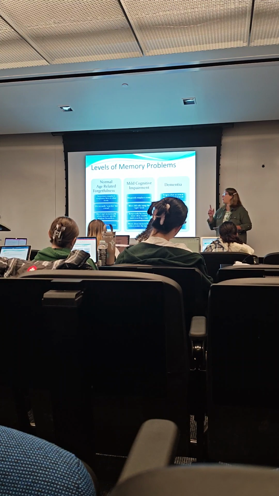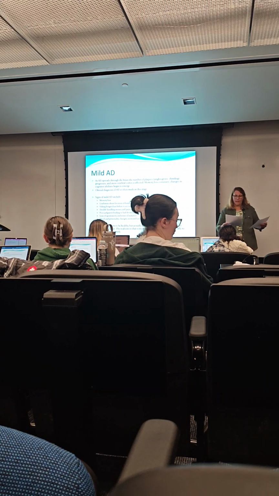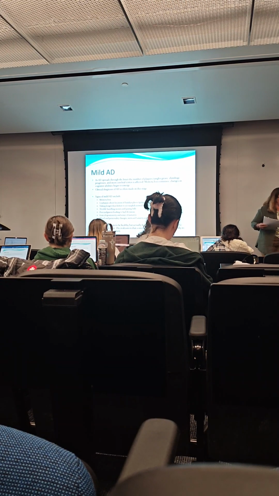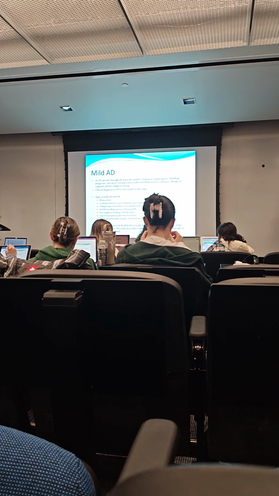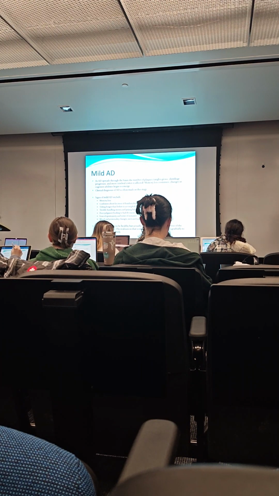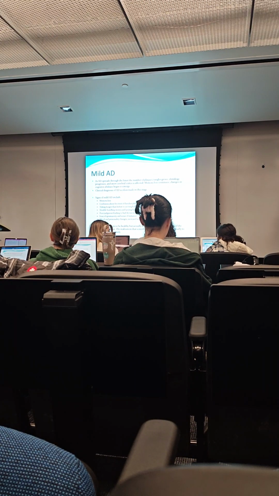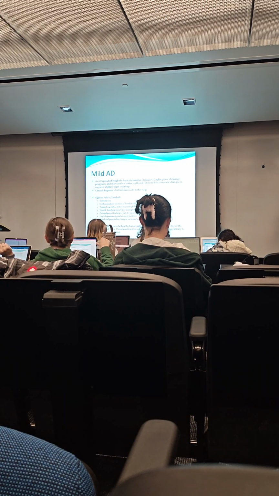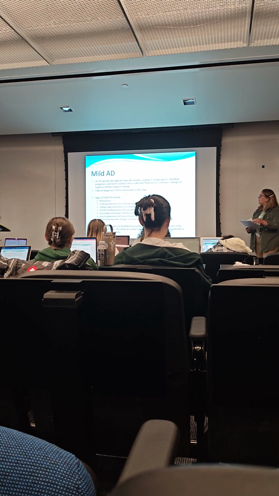So initially, we'll talk about the stages. In mild AD, we start seeing things like personality changes. Somebody who was very social all of a sudden doesn't want to go out, so they keep their calendar without anything going on. Or somebody who's very outgoing becomes more quiet.